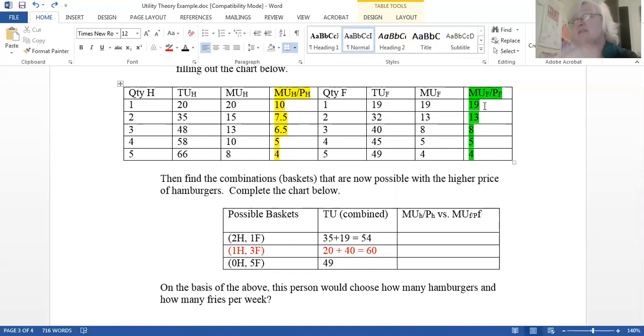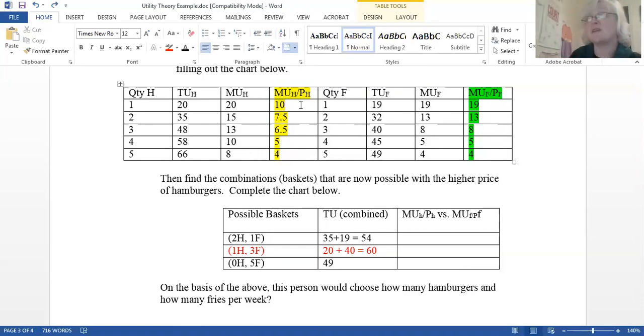Then my next option is the second French fry at 13 and my first hamburger would be 10. I haven't bought any hamburgers yet. I've only bought a fry. So obviously 13 is greater than 10. So I'm going to buy a second French fry rather than a hamburger. Okay, so now I'm sitting on 2 French fries. I've got $3 left, right?